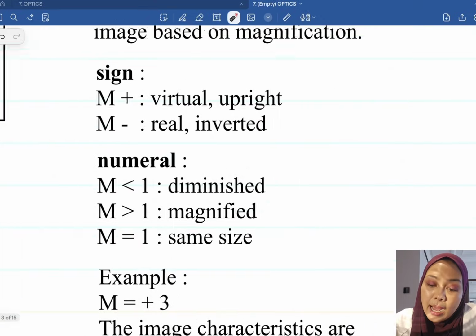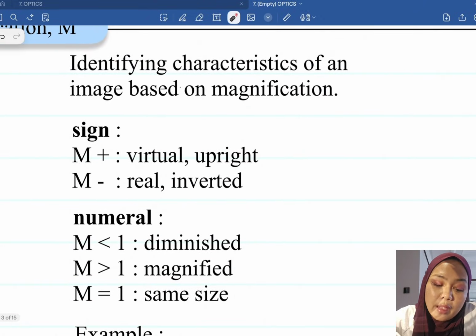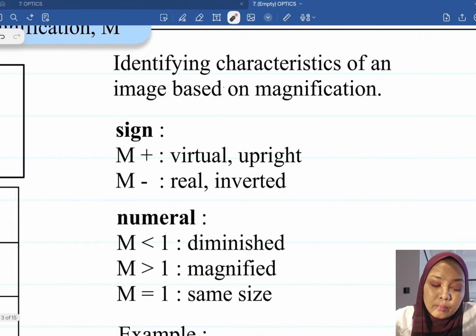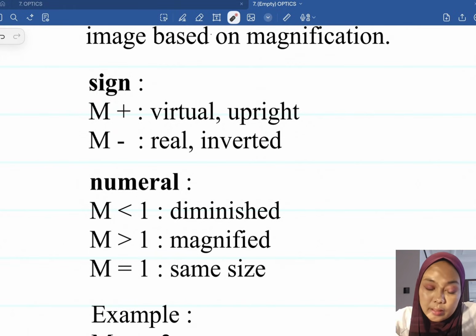Now let's take a look at how characteristics of an image can be defined using the magnification number. Magnification consists of two parts, which is the sign and also the numerals. If the sign is positive, that means that the image is virtual and upright. If the sign is negative, then it is real and inverted, which we're going to look at later. You will see how I help you to define the characteristics of the image just based on the magnification number.